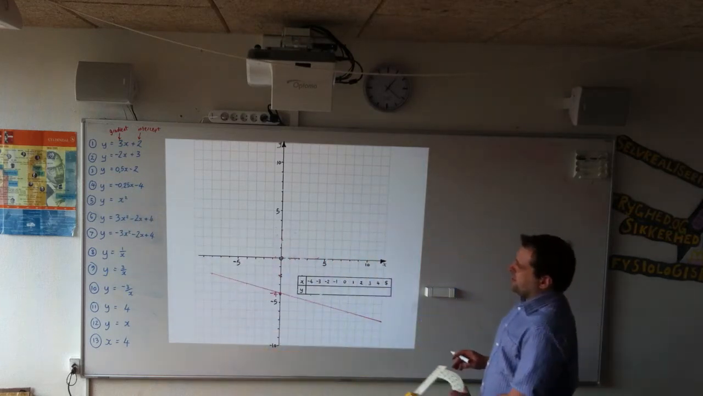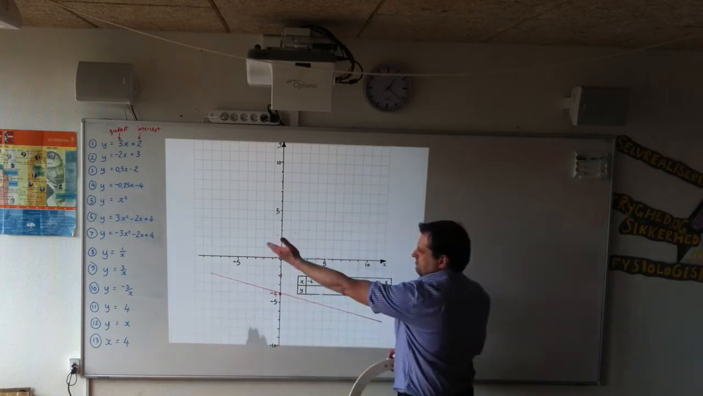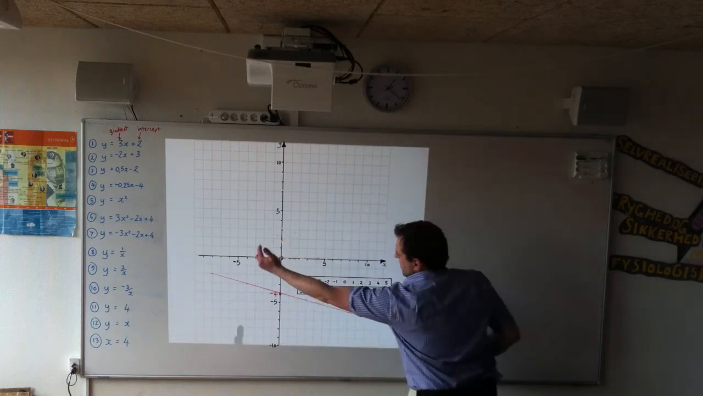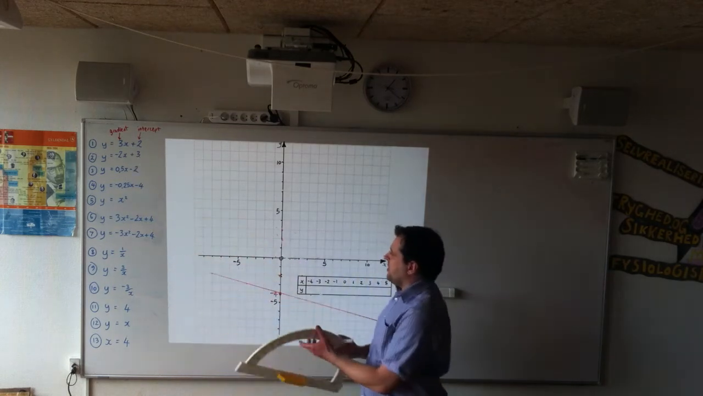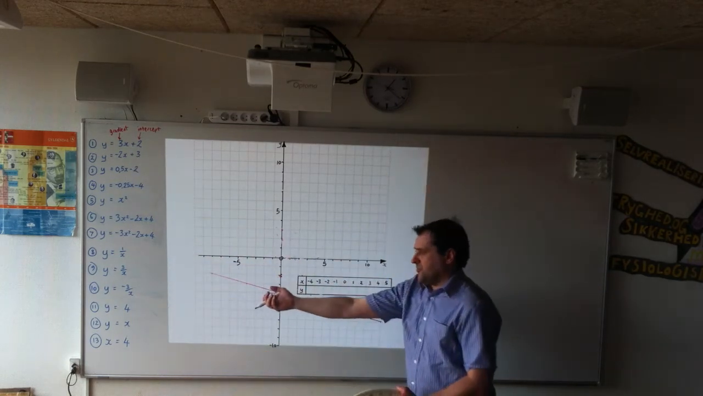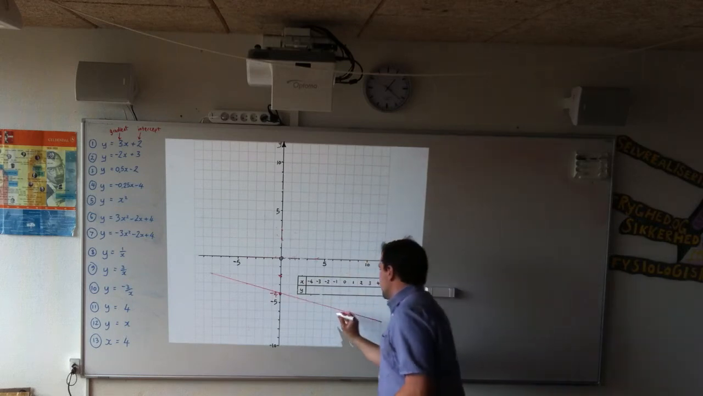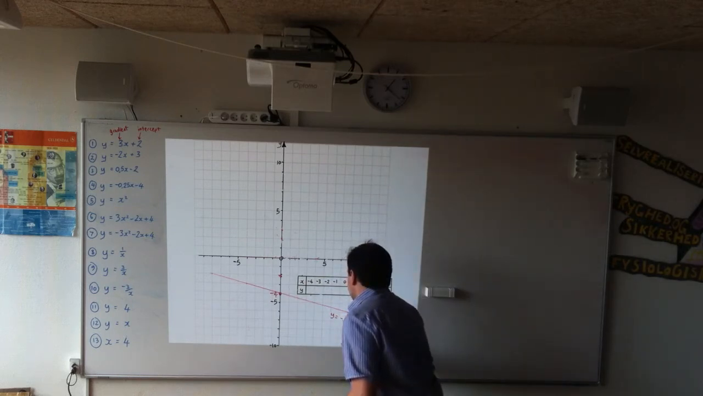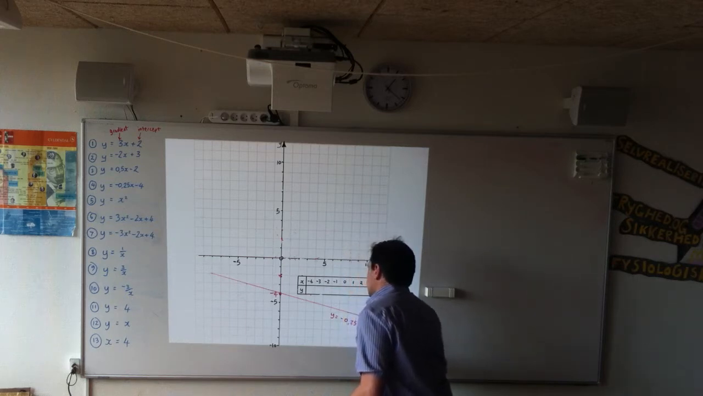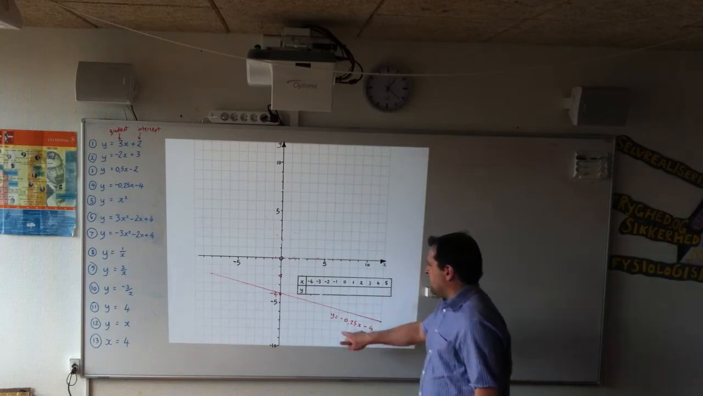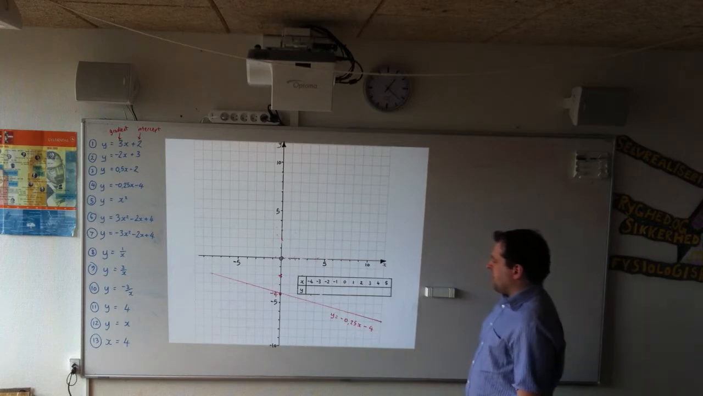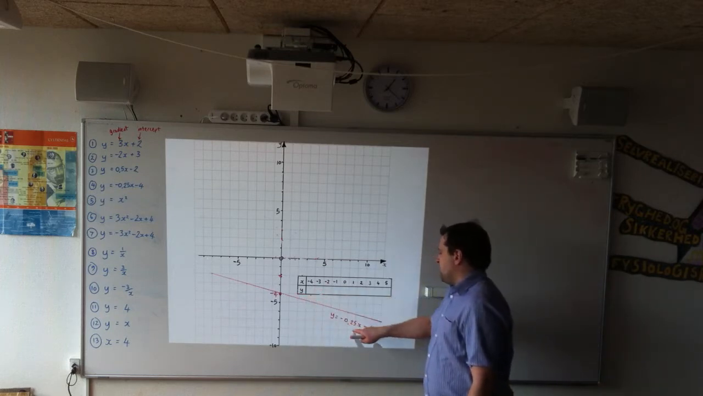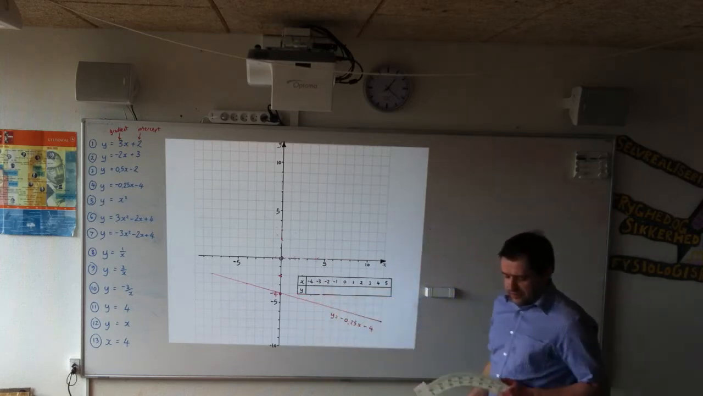And for all of these, if it's got a minus gradient, then it's going downhill, if you think of going from left to right. And if it's got a positive gradient, like 3, then it's going uphill, if you're coming from left to right. So just label this with its equation. Y equals minus 0.25x minus 4: minus 4 for where it cuts, minus 0.25x for how steep it is, 0.25 down for every 1 across.